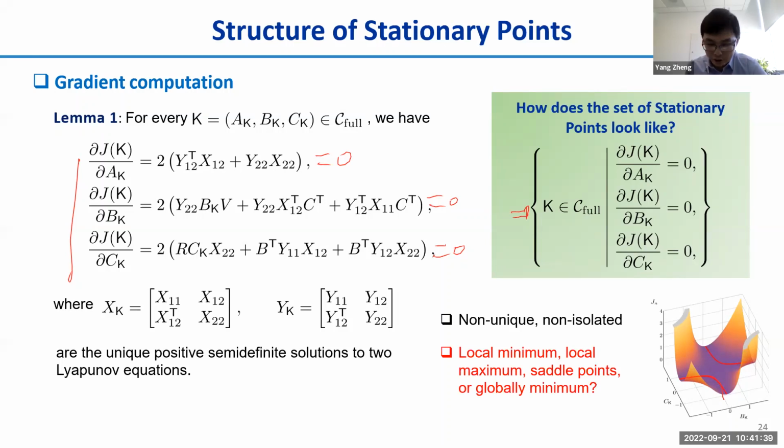And actually, we don't know whether there exists a local minimum, local maximum, saddle point, or something else. Right now, I'm going to show you that there will be some stationary points, but we don't know whether there exists a local minimum or a local maximum yet.